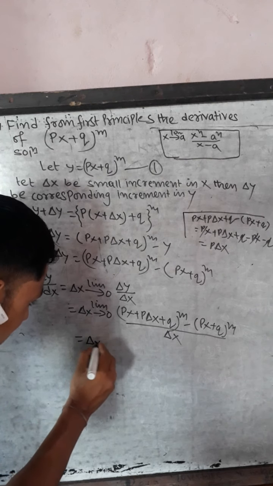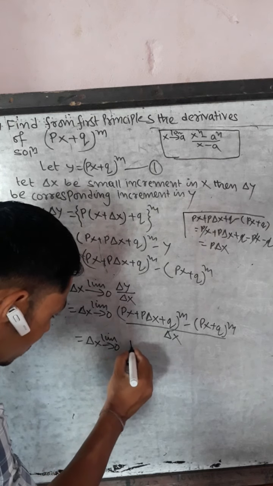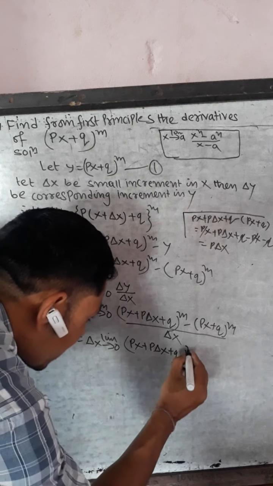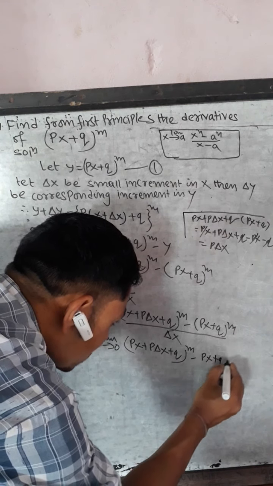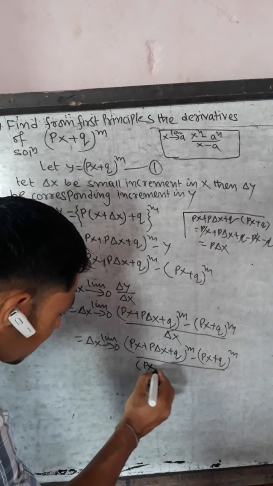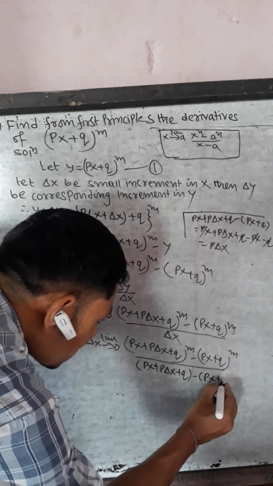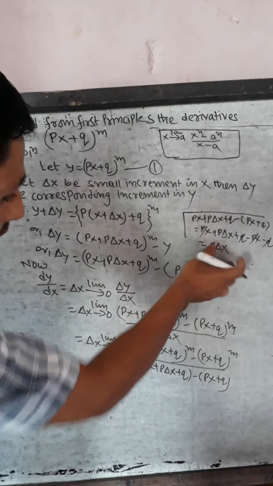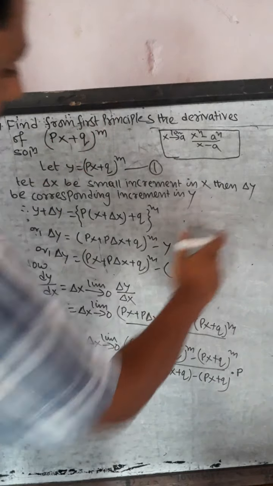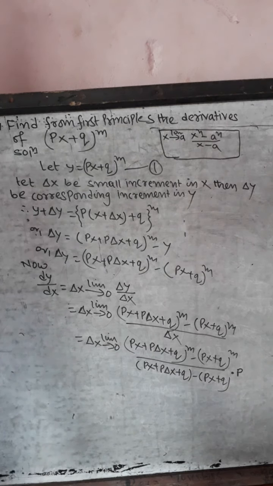So the limit as del x tends to 0 of (px + p del x + q) to the power n minus (px + q) to the power n, divided by, in place of del x, you can write (px + p del x + q) minus (px + q). But this gives p del x, so p will be extra, so multiply by p over here. Now it is just like the standard form, but now you have to change the limit.